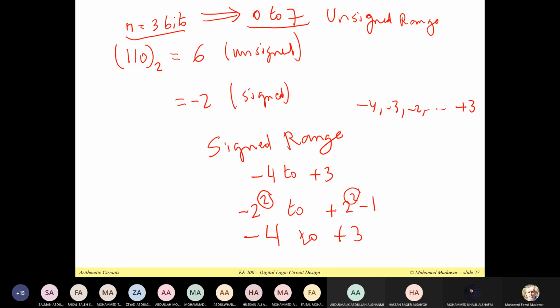So the exponent is negative 2 to the power 2 to plus 2 to the power 2 minus 1. So from minus 4 to plus 3, you have 8 values. Because you have only 3 bits, you have 8 values. 4 of them are negative, and 4 of them are greater than or equal to 0.